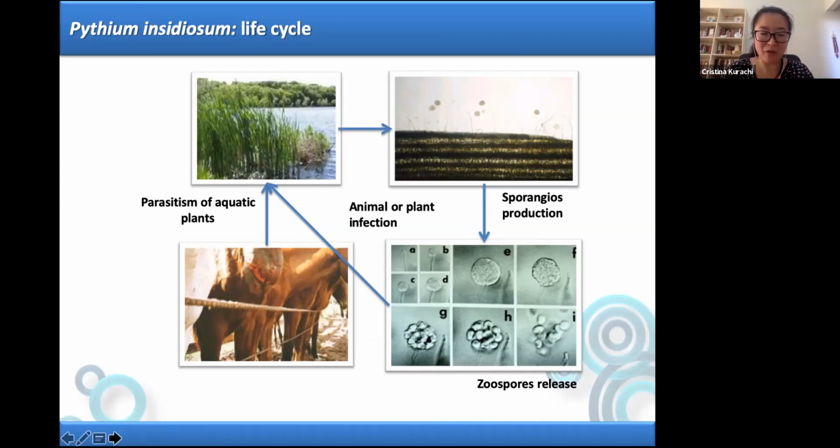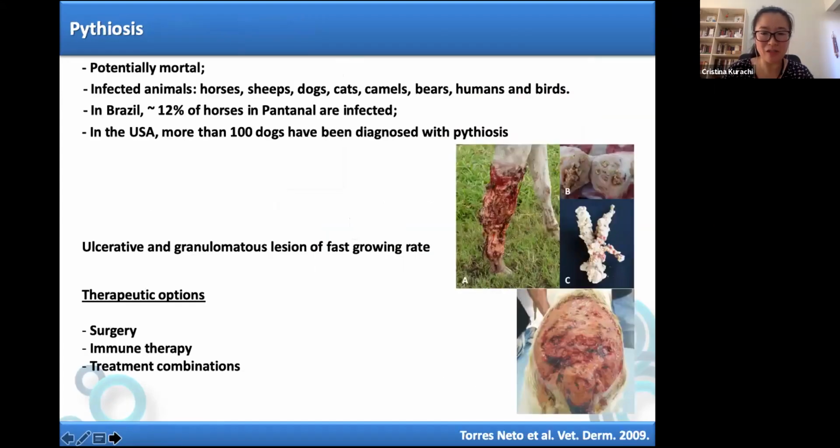Just to note, I'm going to show some not very nice pictures, but this is the kind of lesion that we can have. This organism has a very fast growing rate. In the case of the horse, which is the main animal infected by pythiosis, it can even grow and affect the bone. But as you can see here, different animals are infected, and humans are in fact mostly in Thailand, rice plantation workers.